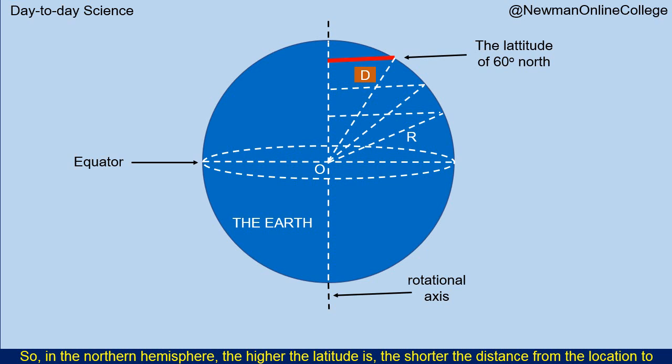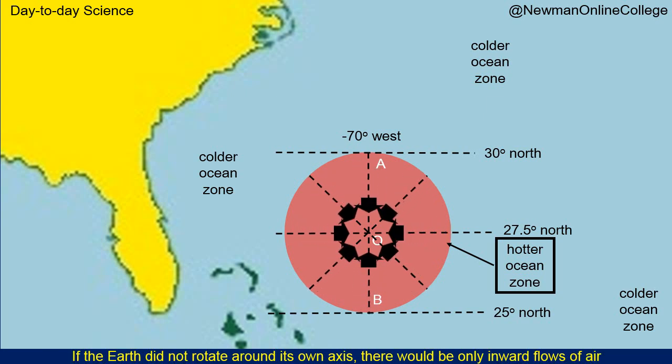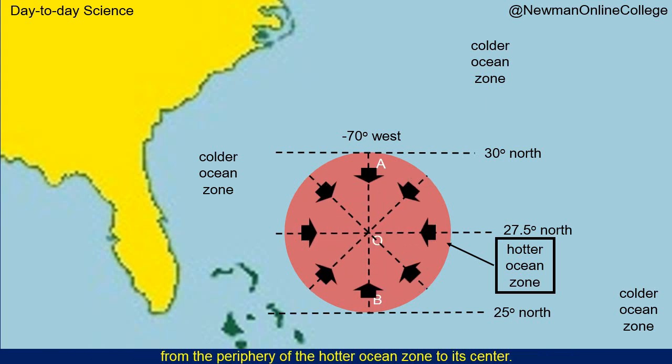So, in the northern hemisphere, the higher the latitude is, the shorter the distance from the location to the Earth's rotational axis is. Now, take a look at another example illustrating how inward flows of air are transformed into a tropical storm by the rotation of the Earth. The hotter ocean zone is a circle in the Atlantic to the east of Florida. The center point of the hotter ocean zone, point O, is at the longitude of -70 degrees west, its northernmost point, A, is at the latitude of 30 degrees north and its southernmost point, B, is at the latitude of 25 degrees north. If the Earth did not rotate around its own axis, there would be only inward flows of air from the periphery of the hotter ocean zone to its center.